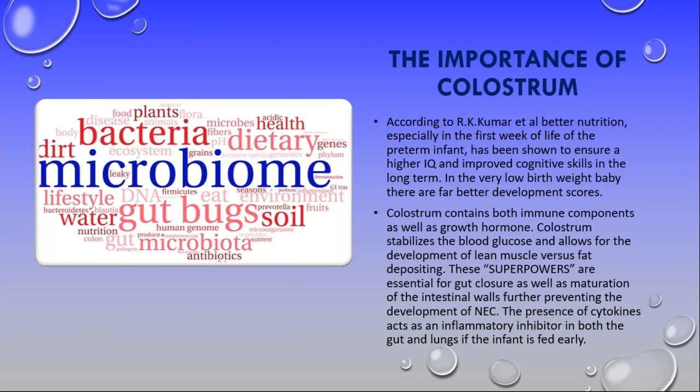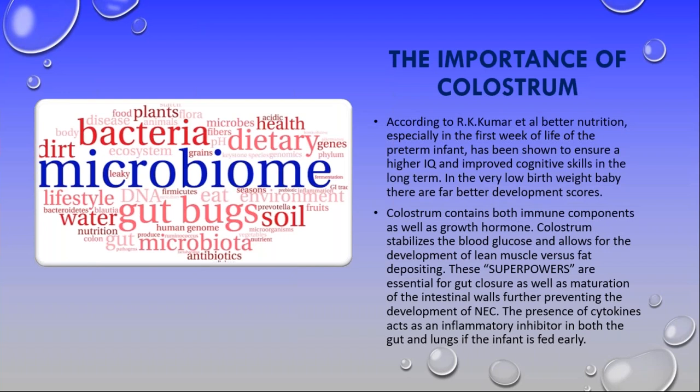Colostrum contains both immune components as well as growth hormone. And colostrum stabilizes the blood glucose and allows for the development of lean muscle versus fat depositing. This is a very, very important concept, that it does stabilize the blood glucose and it also crosses the blood-brain barrier. Long term, it gives us brain protection. It doesn't protect against the intraventricular hemorrhage. It protects against developmental delay.